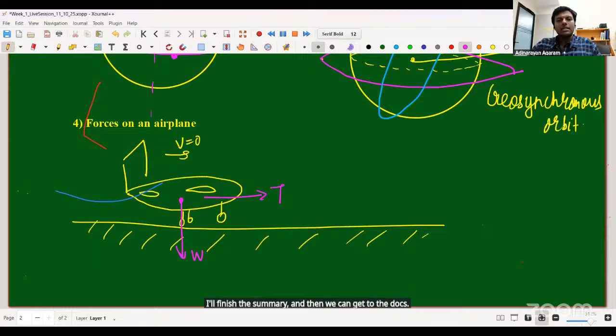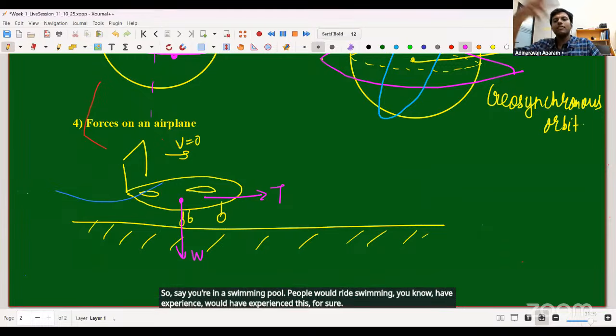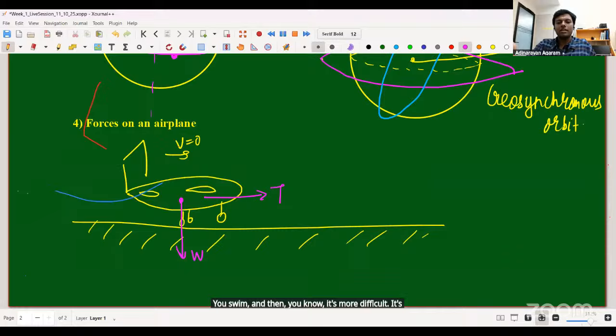So say you have a bucket of water and then you move your hand. Sorry, I'll finish this. So say you're in a swimming pool. People who have tried swimming would have experienced this for sure. You swim and it's more difficult. It's easier to walk on earth rather than swim inside water. That's because there is some force that you feel from the water, which is drag. You're trying to go forward, but the water is pushing you back. And similarly for an airplane as well.